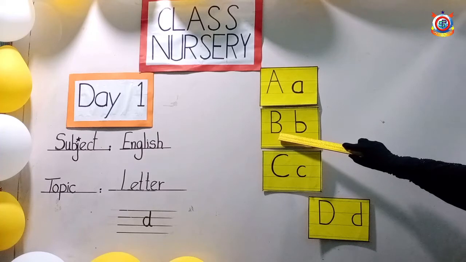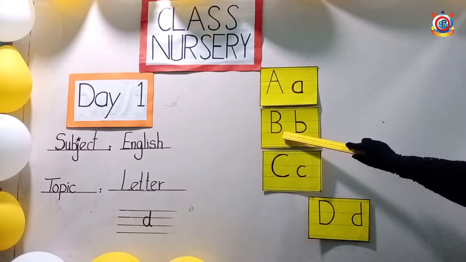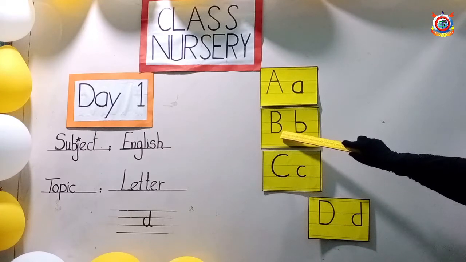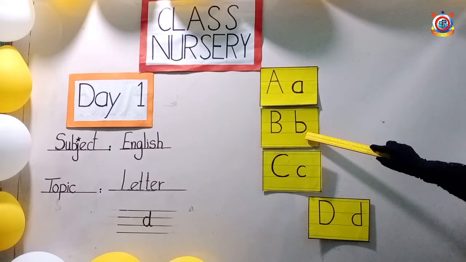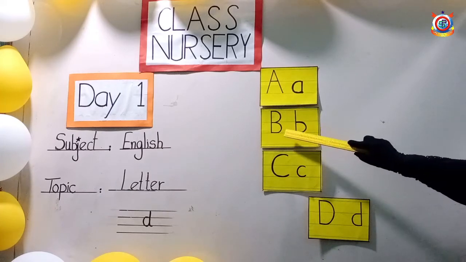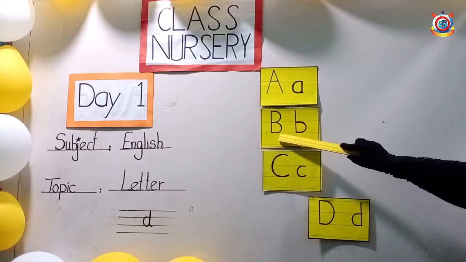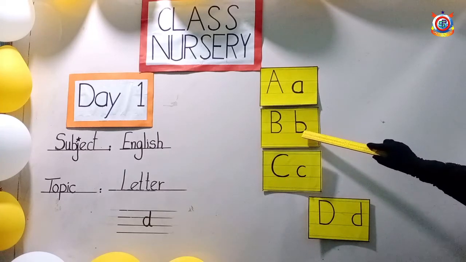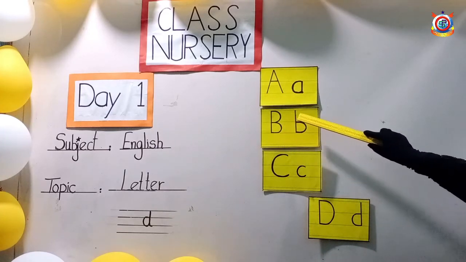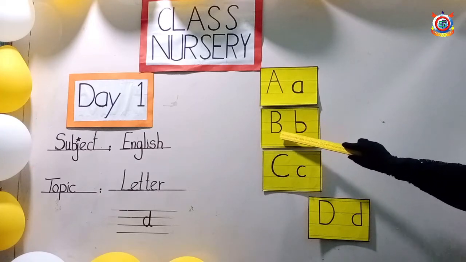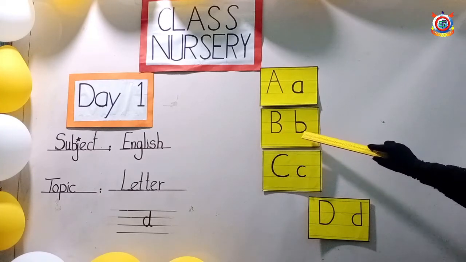ओके बच्चों ये क्या है? What is this? Yes, this is B. What is the sound of B? B. Name B, sound B.